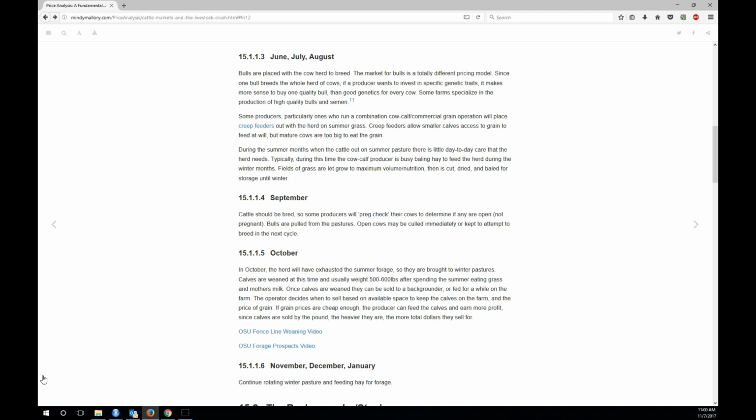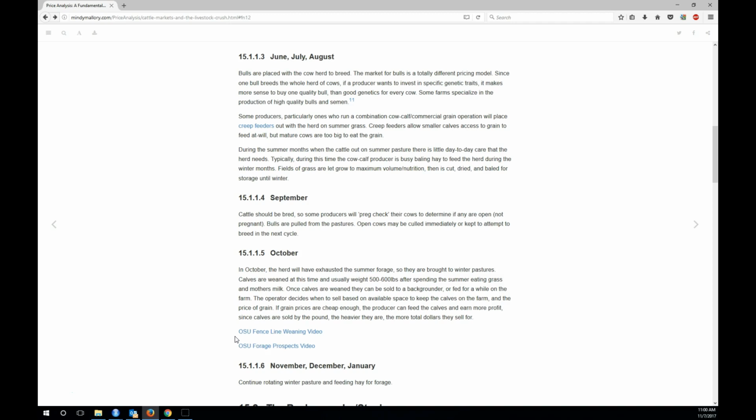If they can get a premium for heavy calves and keep them around and feed them cheap grain, then they'll probably keep them around a while. But if grain prices are high, then maybe they'll just send them to market immediately after the calves have been weaned. So next, here are a couple of links from Oklahoma State about the weaning.